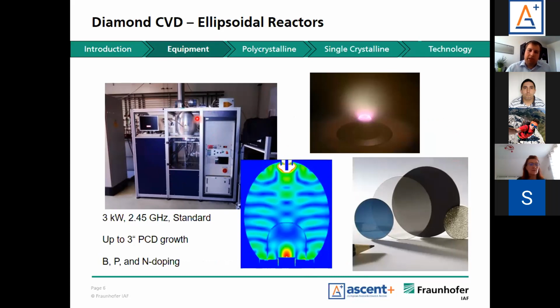These are our standard reactors. We have 5 of them, and they can grow polycrystalline up to 3 inches. So they offer a sample area of around 3 inch. We can also grow several single crystals there in parallel for sure, but the whole area is 3 inch. We can do boron, phosphorus, and nitrogen doping in these reactors, so they are available.